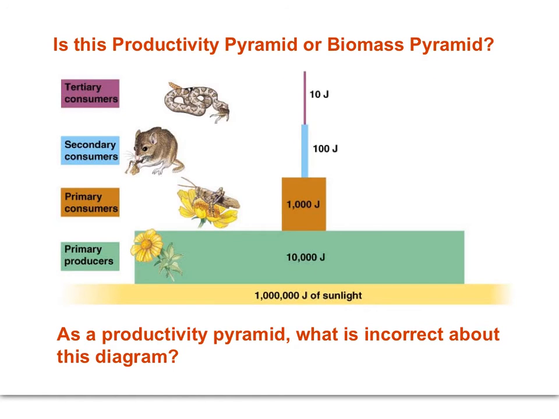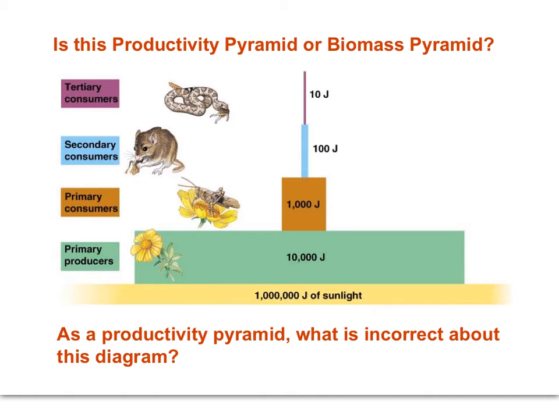Here's a professionally produced ecological pyramid with numerical values and units. Notice the 10% efficiency relationship from one trophic level to the next to the next. And I ask, is this a productivity pyramid or a biomass pyramid?